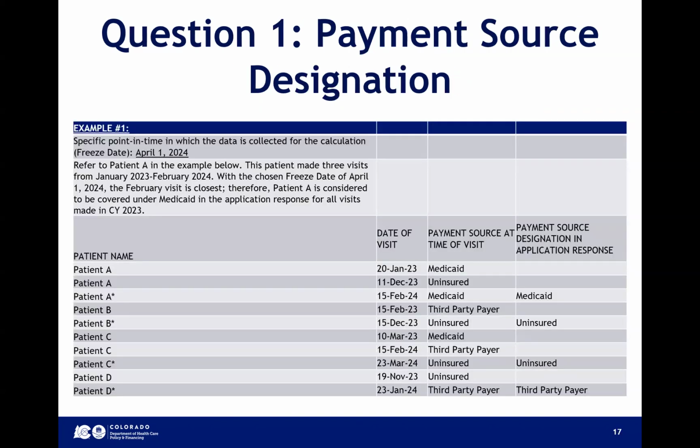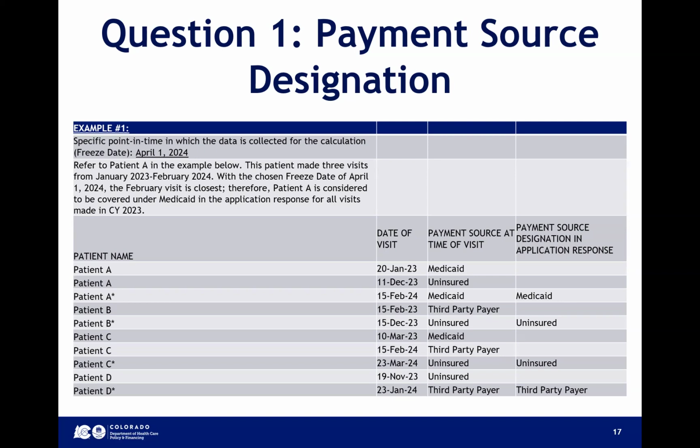A patient can only be included in one payment source designation listed in question 1. The patient's payment source in the application response should be the payment source designation listed for the patient at the last visit closest to the freeze date. So let's take a look at this example.